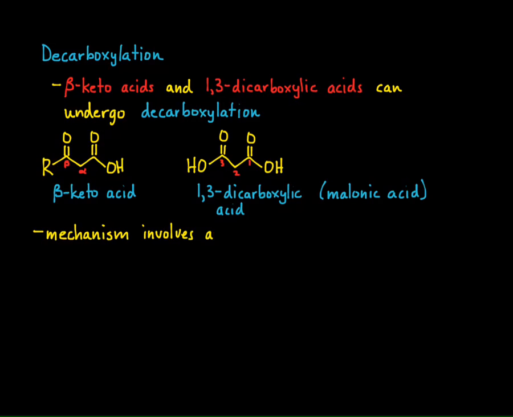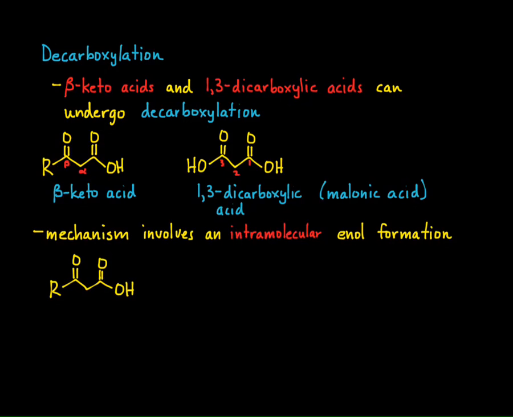All right, so let's think about the mechanism that is involved in decarboxylation. It's not a very long mechanism, but you have to really be careful about where the arrows are going. It is an intramolecular enol formation, so we're going to be forming an enol that's going to tautomerize to a ketone. I'm going to use a beta keto acid, but I could do this for the 1,3-dicarboxylic acids as well.